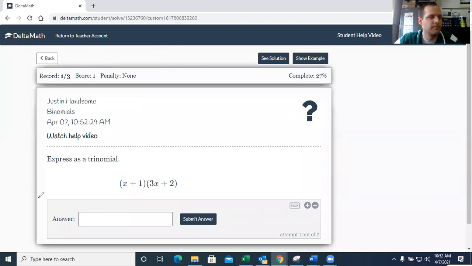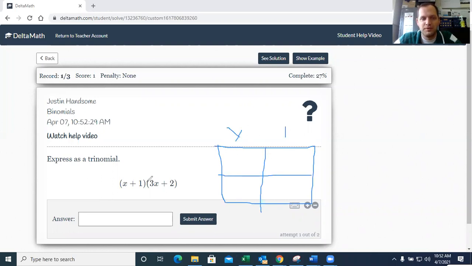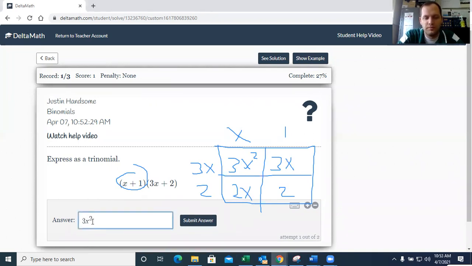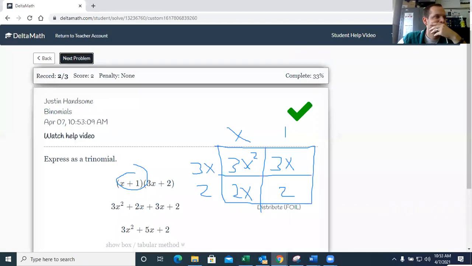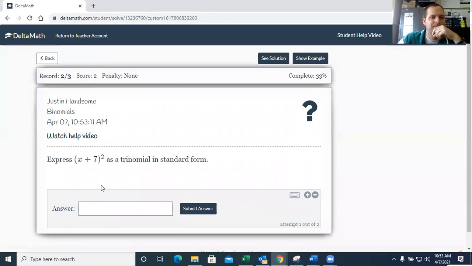Let's try this one. Same thing. I'm going to draw a box. Whenever I see binomials, I draw a box. Got x plus 1 on top because x plus 1 was over there. Then 3x and 2 on the side. That's going to give me 3x squared. 3x, because 3x times 1 is 3x. 2 times x is 2x. 2 times 1 is 2. Add everything together, and that's going to give me 3x squared plus 5x plus 2. Ta-da!